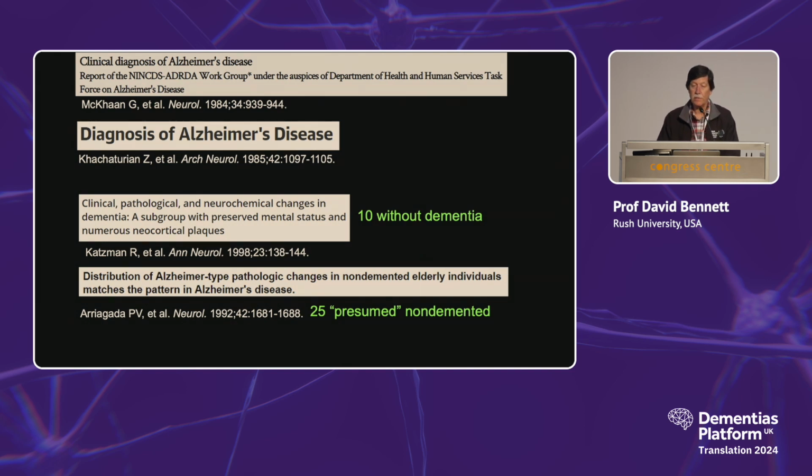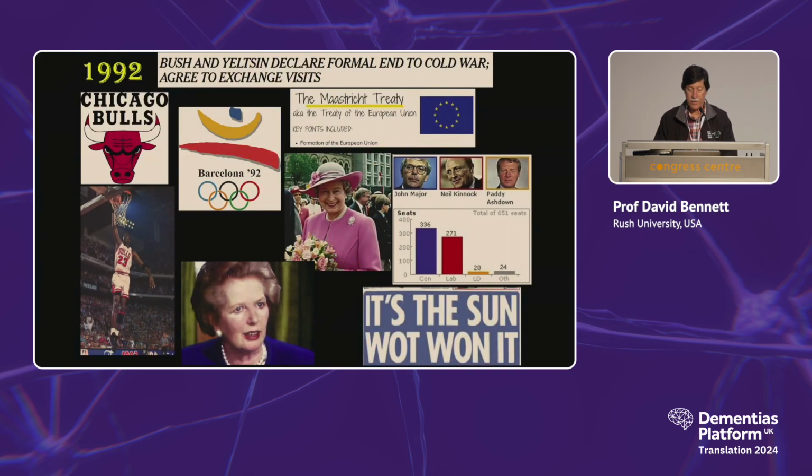Dame Margaret Thatcher happened to be joining the House of Commons for the first time. Queen Elizabeth was holding her Jubilee. The Olympics that year were in Barcelona. Bush and Yeltsin declared a formal end to the Cold War. The Maastricht Treaty was signed. This was a busy, busy year. Okay, and then you had this remarkable upset in your election, where this John Major guy came out of no place and beat off Neil Kinnock, who was really a shoo-in, and your newspaper, The Sun, claimed that it's the Sun what won it.